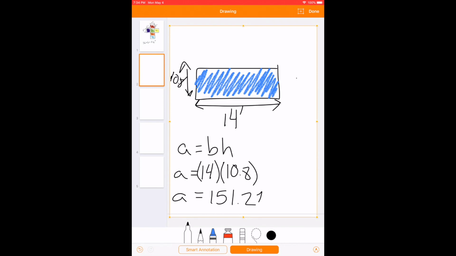Now again, because there are two rectangles, we can take this total and we can multiply it by 2. This gives us a total of 302.4 feet.